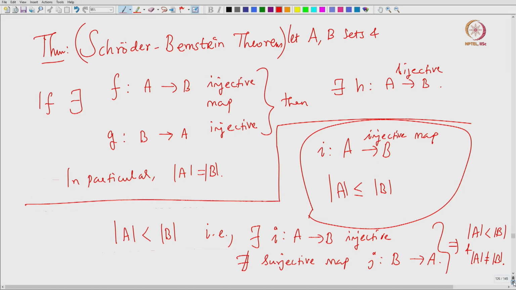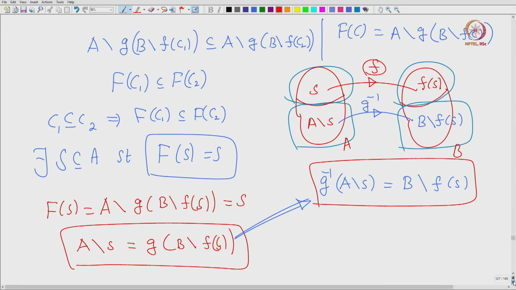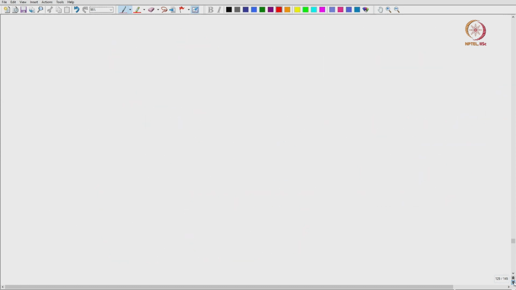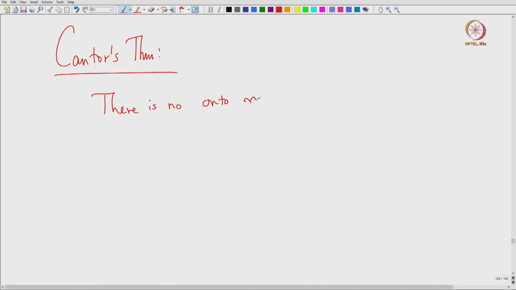Now, using Cantor's theorem, one can actually see that the cardinality of n and the cardinality of the power set of n never actually match. So, recall Cantor's theorem. Cantor's theorem compares the cardinality of x and the power set of x. Basically it says that there is no onto map or surjective map from x onto the power set of x. So, that means the cardinality of x always should be less than the cardinality of the power set of x.